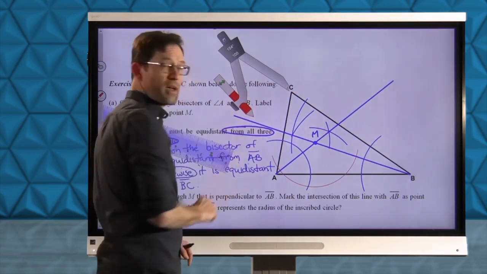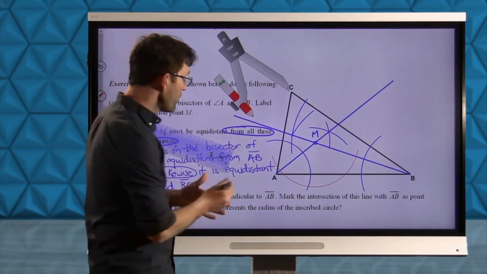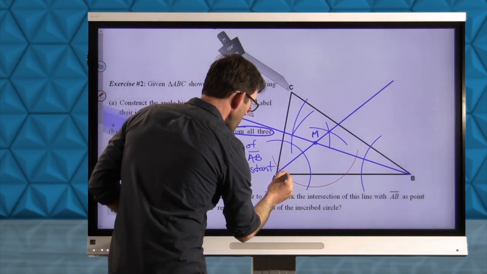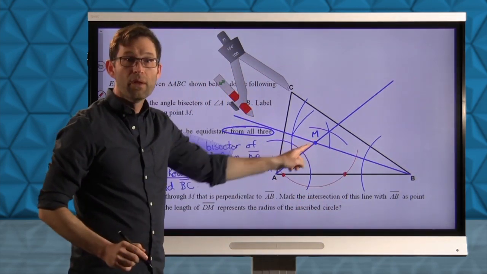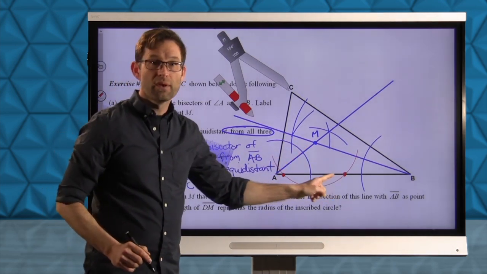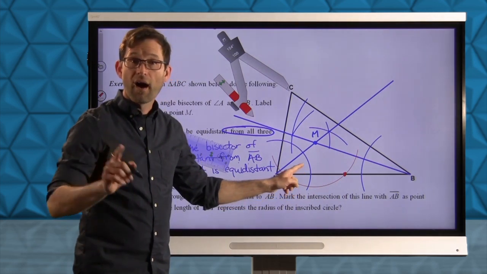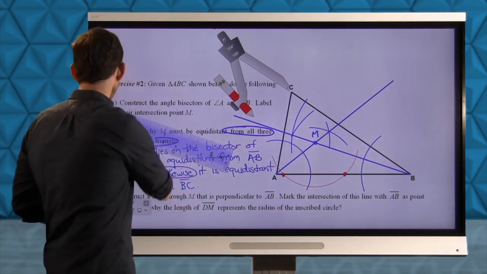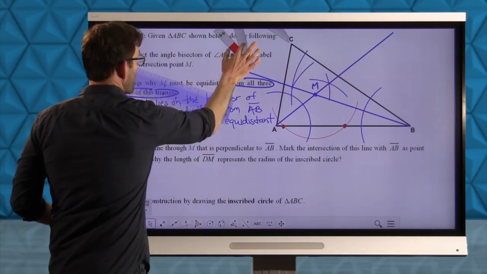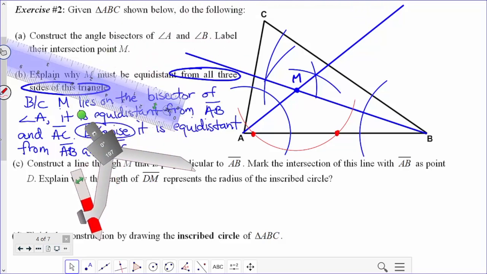Okay. Once I've drawn that arc that intersects AB twice, then I know that these 2 points, one there and one there, lie equidistant from M, so M lies on the perpendicular bisector of the segment that runs between those 2 points. I just need to find one other point that lies on that perpendicular bisector, so let me bring my compass with me.